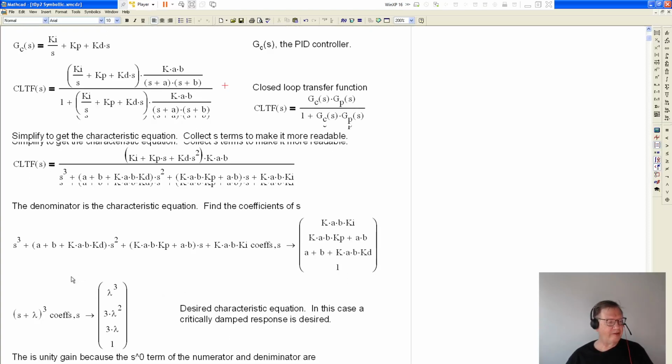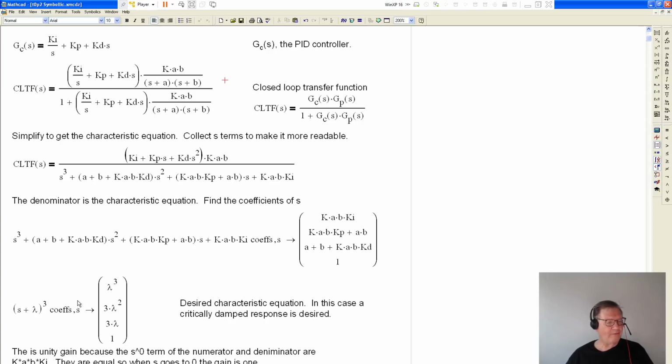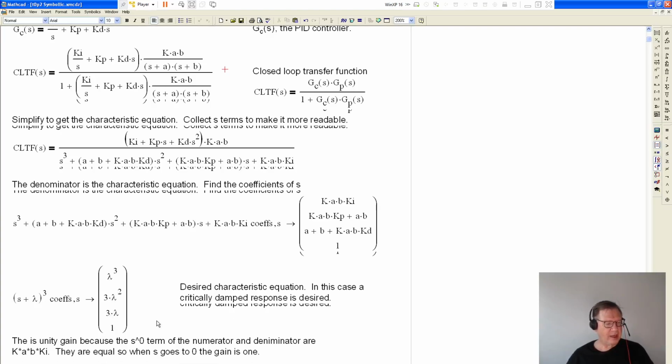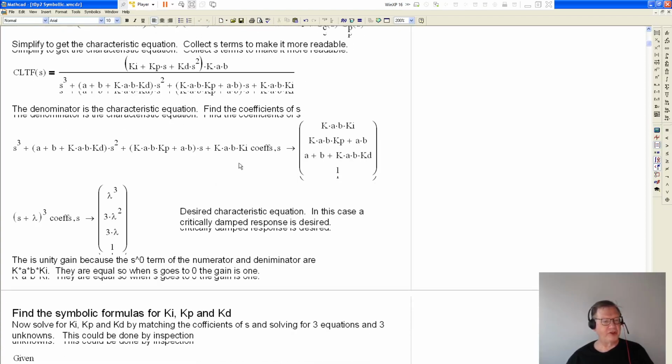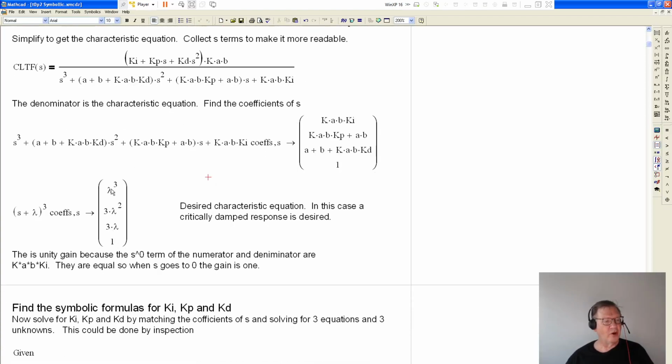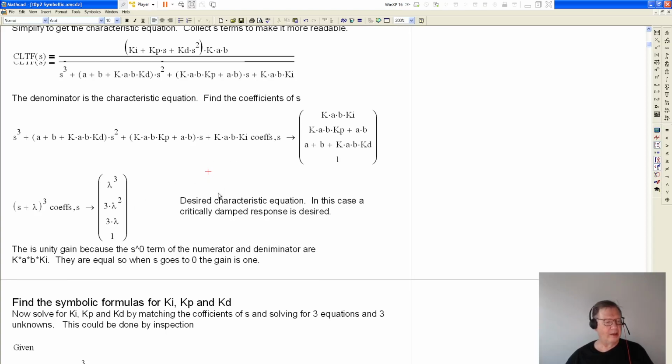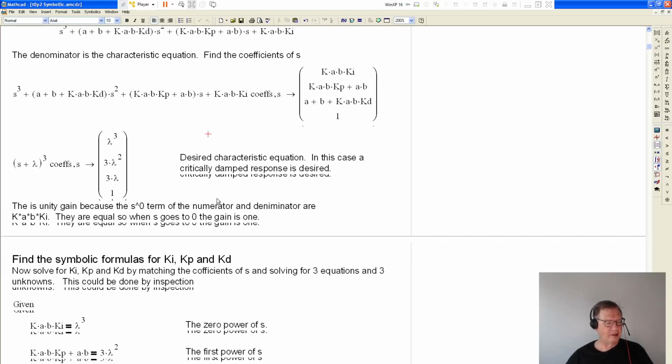And this is what we want to have for our desired characteristic equation. And what we're going to do is put 3 poles at minus lambda. So expanding it out, we basically have a binomial type distribution. And then what we need to do is match the coefficients like S to the 0 to S to the 0, S to the 1 to S to the 1. And that is done here.